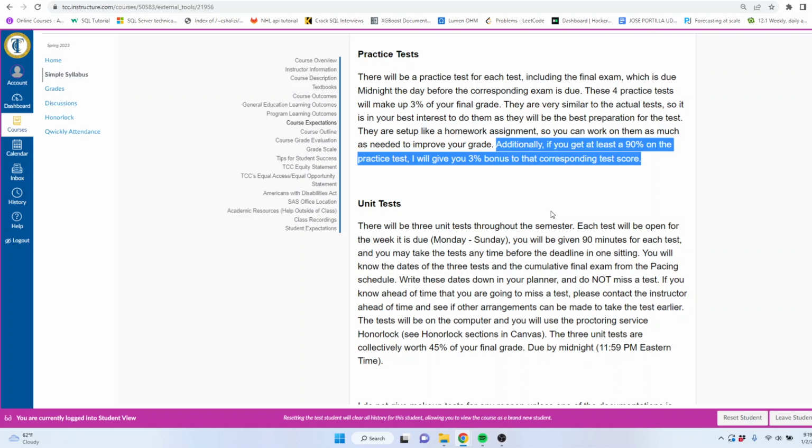Think about it this way. How many times have you been in a class where you get like a 77, 78? You really want that B, you're really close, but you're just not there. Well, the bonus points would do that for you. On top of better preparing you for the tests themselves, you can get that extra boost by actually getting at least an A, or at least a 90% on the practice test.